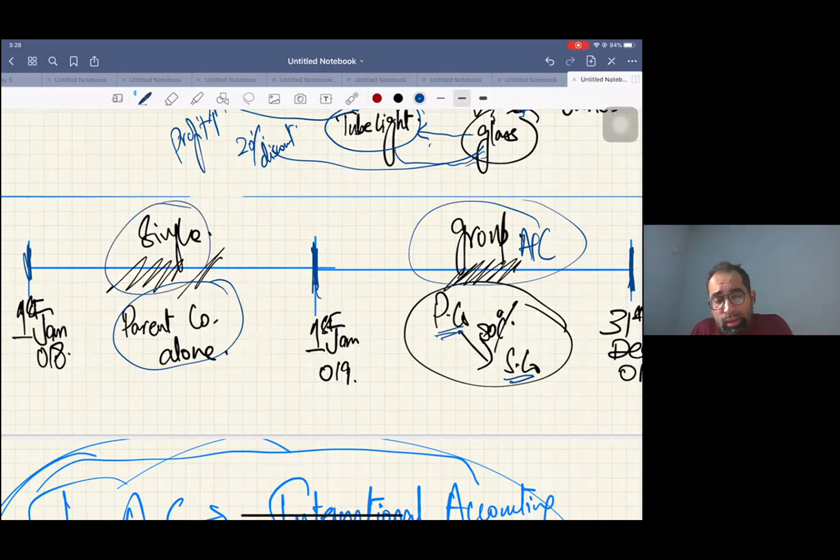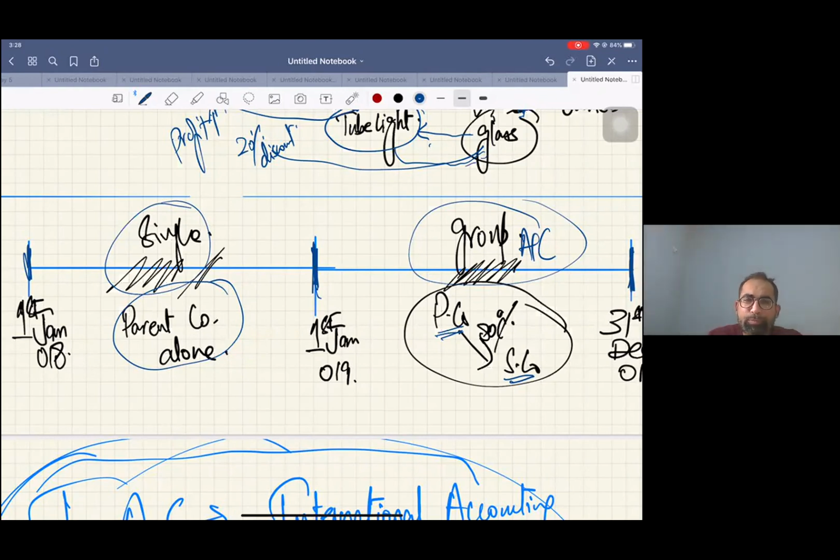So now if you compare last year's result with this year's result, there will be comparability issues, because last year there was only the parent company, but this year it is parent plus subsidiary, right? These are very many small points which you need to identify and comment on.